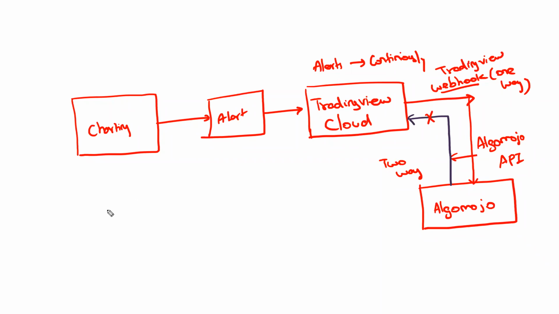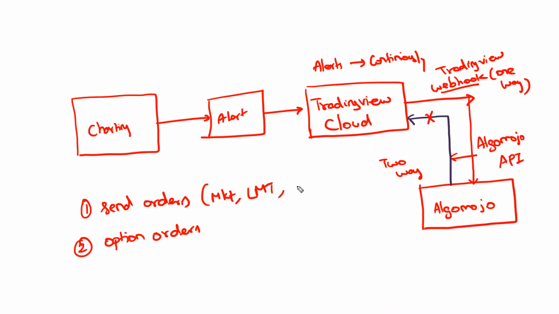So what we can do is, from a trading system, we can send orders. You can also send option orders. We can send any kind of order: market order, limit order, cover order, SL order, bracket order. SL limit order, SL market order, all those things can be done from TradingView to Algomojo.